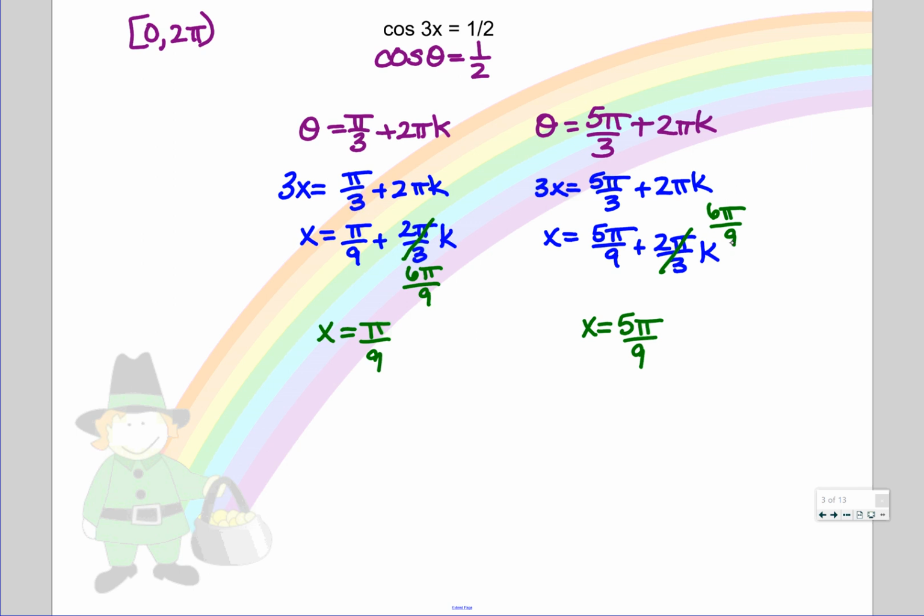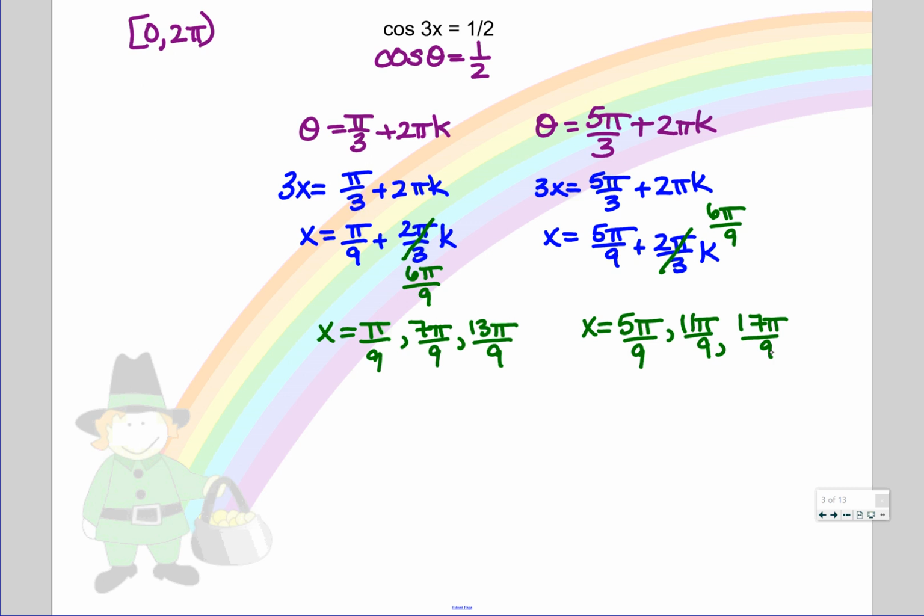All right, so 1/9 plus 6/9 gives me 7/9, plus another 6/9 gives me 13/9, plus another 6/9 would give me 19 over 9, and 18 over 9 is 2. So that's a little too big. I know to stop. Okay. 5/9 plus 6/9 gives me 11/9. Add another 6 on, I get 17/9. If I add another 6 on, I would be past 18 over 9. So no more solutions. 6 solutions to this one.